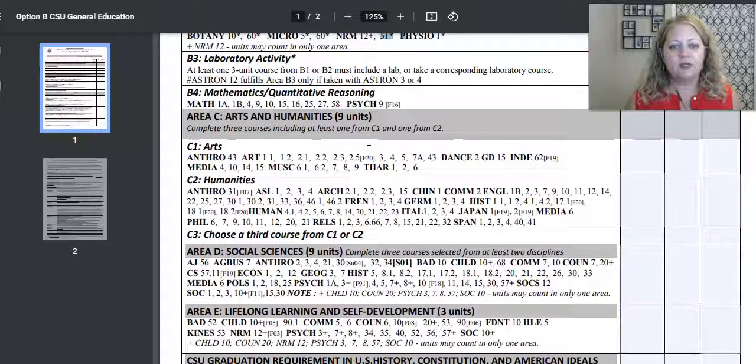Area C is 9 units. You need 1 arts and 1 humanities, and the third class can come from either section. Okay, so that's up to you. If you are that English major, you're going to have all these English classes that you could possibly choose from for your major. So typically an English major is taking 30.1, 30.2, 46.1, 46.2. Often they have to do English 1B. So they're going to meet that C2 and C3 by the means of what is required of their major.